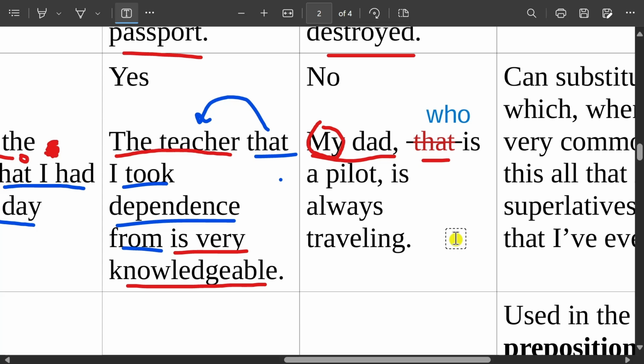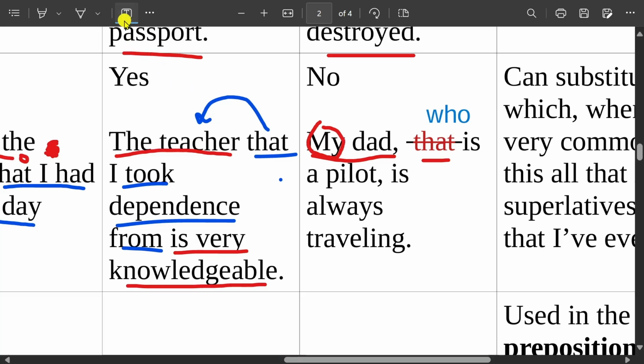Is a pilot. Is always traveling. Who is? You cannot remove the pronoun who because it's a non-defining relative clause. Only for defining relative clauses can you remove the pronoun, and you must be an object. And here it's a non-defining and it's a subject. So double no. Double no.